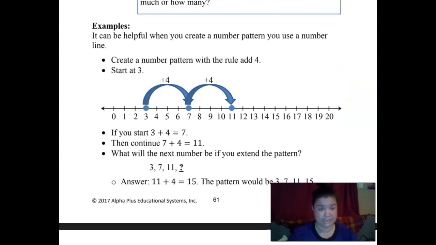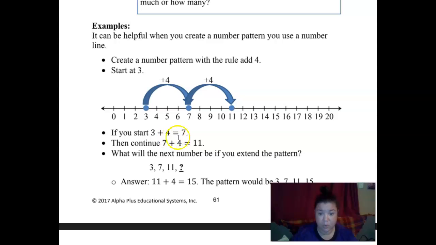So let's take a look at some examples. So when are we going to use this? This is helpful when you create a number pattern, you use a number line. So let's look. Create a number pattern with the rule add 4. We're going to start at 3. And the rule is to add 4. So we go up 4. So 1, 2, 3, 4. That takes us to 7. So this is how we start.